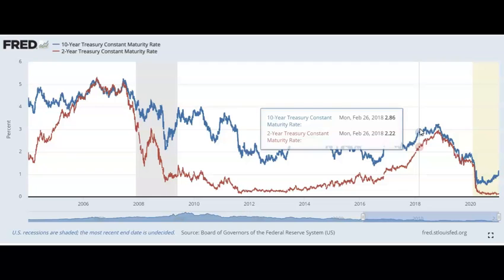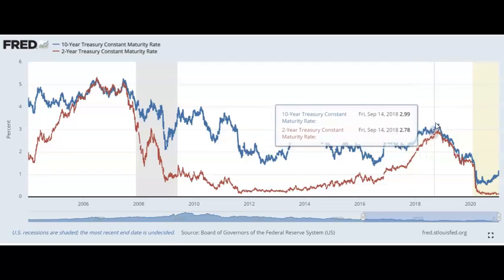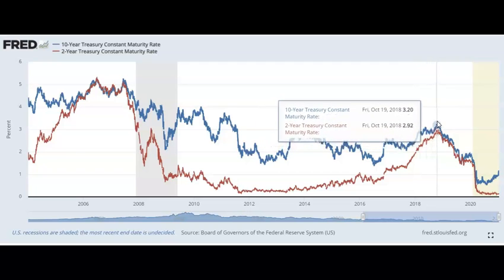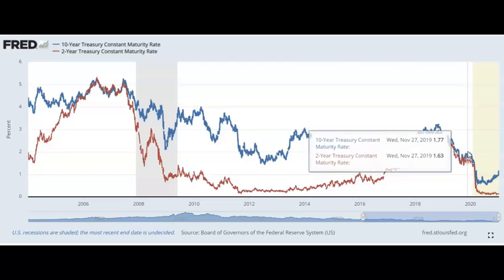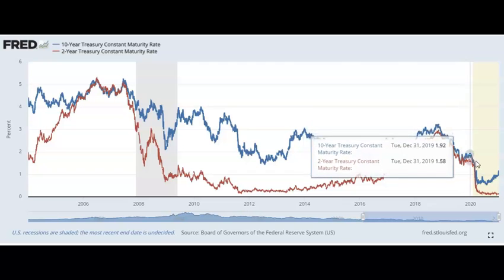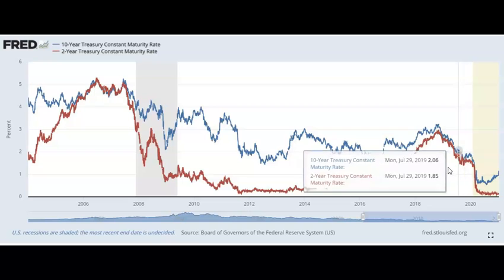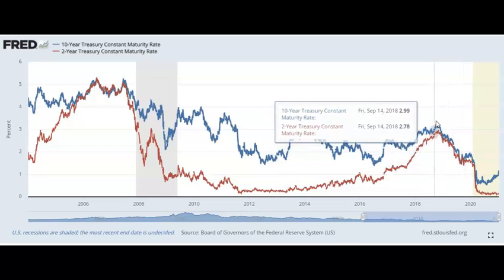So if we look at 2019, roughly, the yield on the 10-year fell from over 3%, below 2% prior to the COVID crisis, and then all the way down to 0.5% at the peak of the COVID crisis. So what drove that?